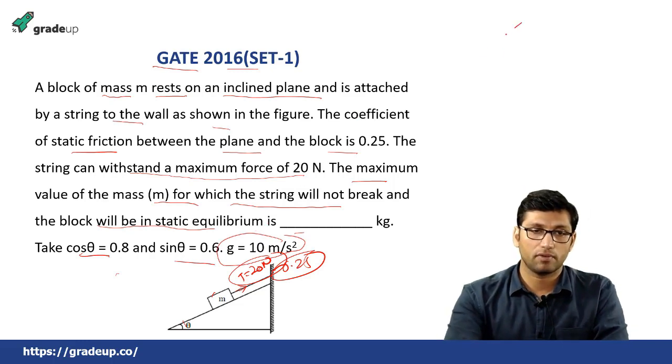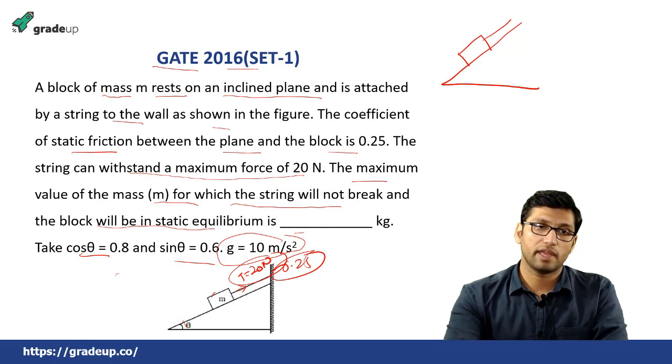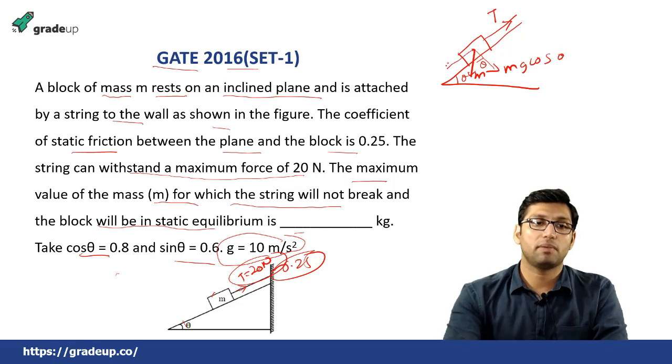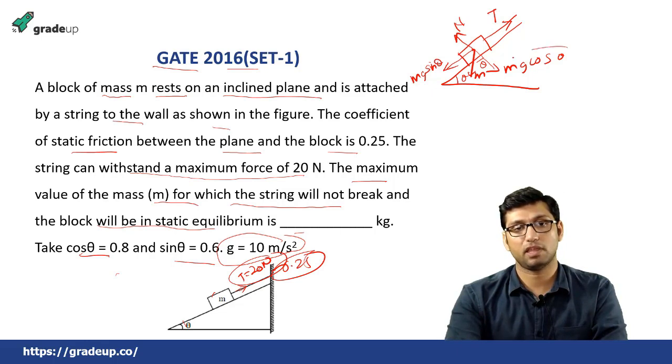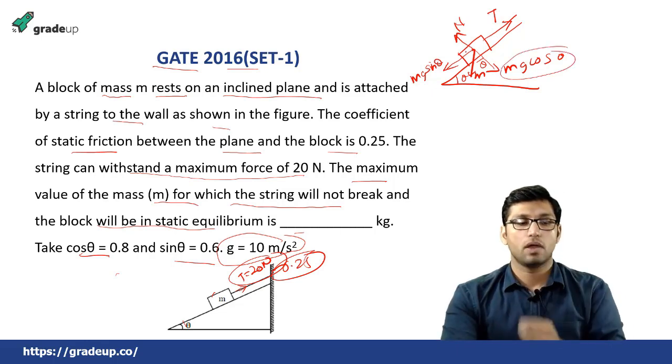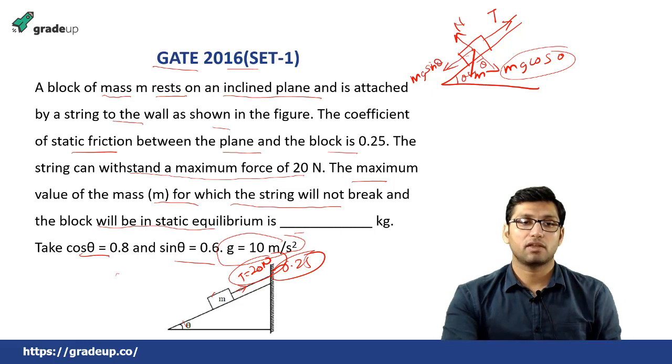So how are you going to find this value? You have to draw the free body diagram of this body. Here it is connected with the string, so there will be a tension force. Mass m is located here, acting from the center of gravity. This angle is theta. So this component will be equal to mg cos theta, and this component will be equal to mg sin theta. There will also be a normal reaction acting in the direction opposite to mg cos theta. Now since this body will be moving in this direction, there will be a frictional force acting in the opposite direction of motion.